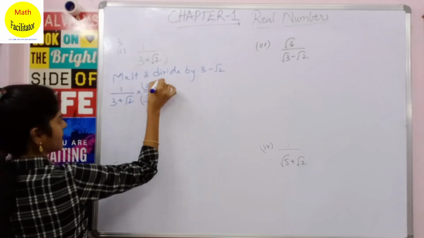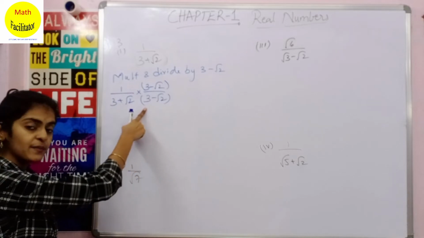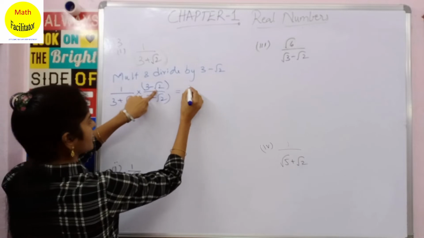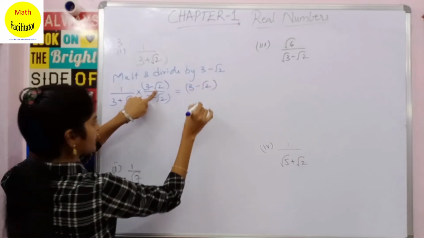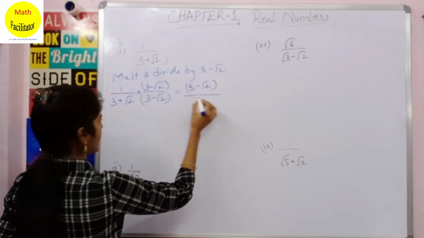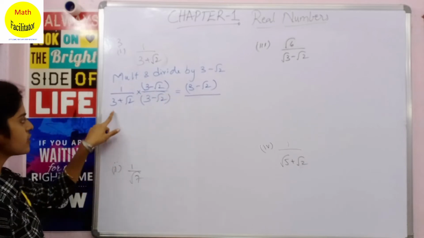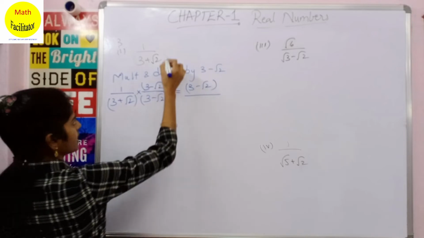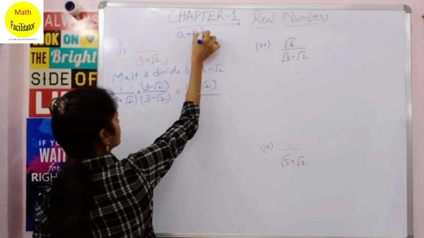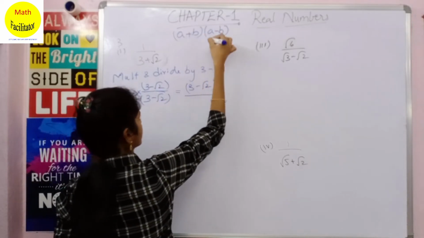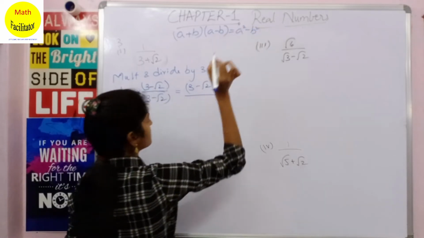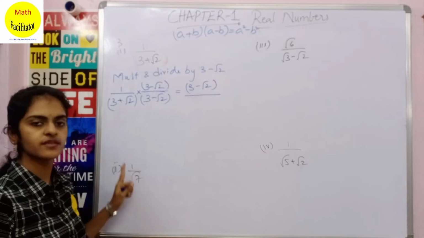Okay, so you are multiplying and dividing by 3 minus root 2. Clear? So this is nothing but 1 into 3 minus root 2, which is 3 minus root 2, divided by, now look here, this is of the form a plus b into a minus b. So what is the answer? It is a square minus b square. So we will use this in all these problems.